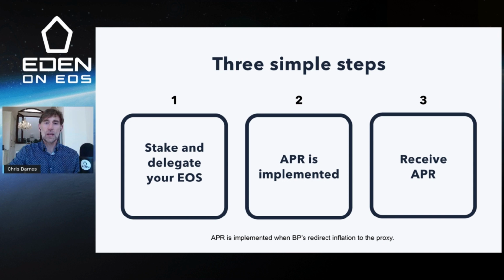First, token holders will stake and delegate their EOS. Then the APR will be implemented, which is something that the top 21 block producers will have to approve via an MSIG. And lastly, token holders will receive that APR.